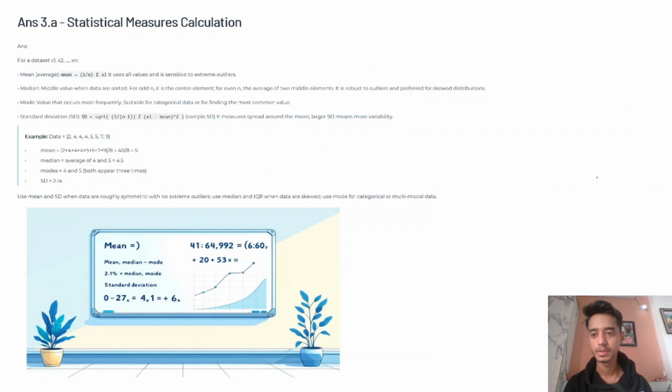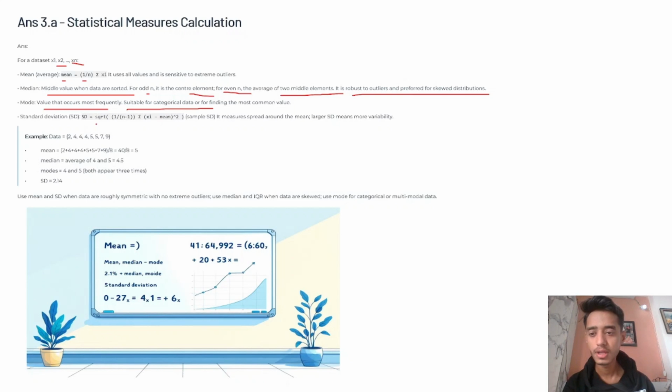Now let's see an example. For dataset x1, x2, ..., xn, the mean will be 1 by n times the summation of xi. It uses all values and is sensitive to extreme outliers. Median is the middle value when data are sorted: for odd n, it is the center element; for even n, the average of the two middle elements. It is robust to outliers and preferred for skewed distributions. Mode is the value that occurs most frequently, suitable for categorical data or finding the most common value.